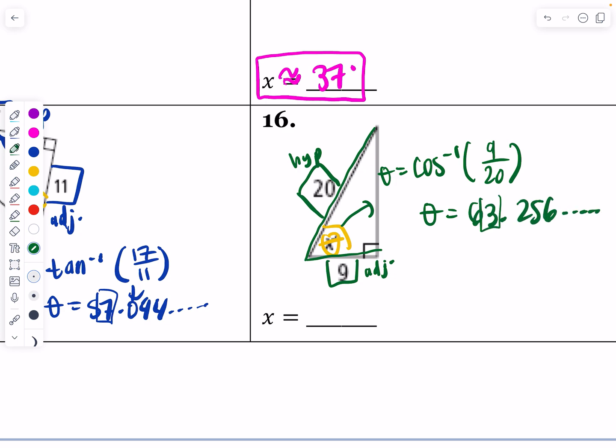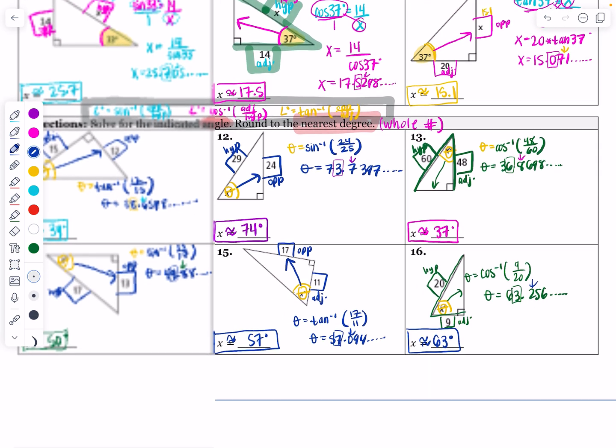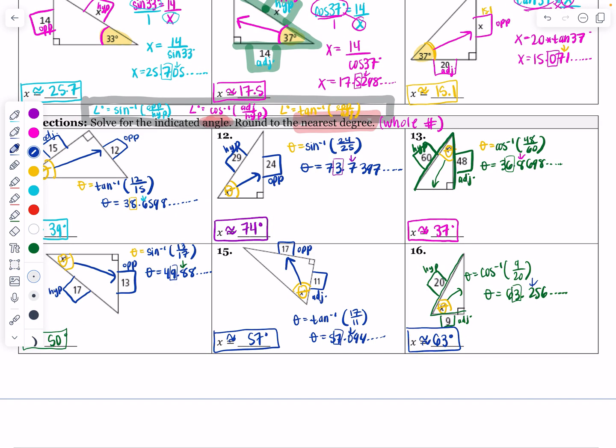63.256. So is this going to stay at 63 degrees, or do I need to round it up to 64? Well, the 2 tells me that it's closer to 63 degrees than it is to 64. So I'm going to round that to about 63 degrees, and make sure you check that it makes sense in regards to what I'm doing in the problem, and it does. So that's a whole section of inverse trig. We knew it was inverse trig because we are solving for angles, and we rounded those to the nearest degree per the directions.